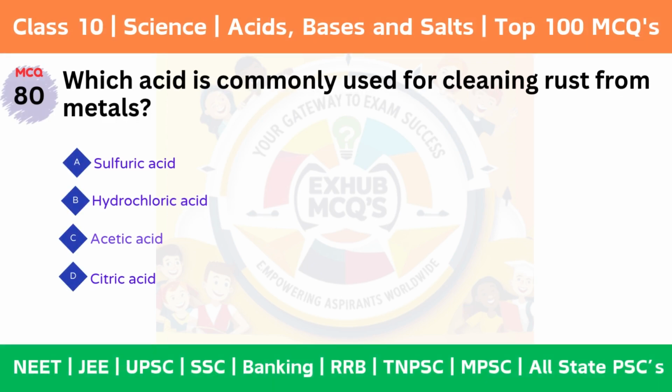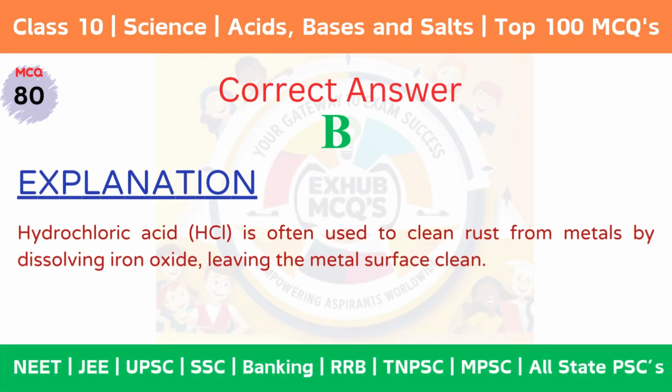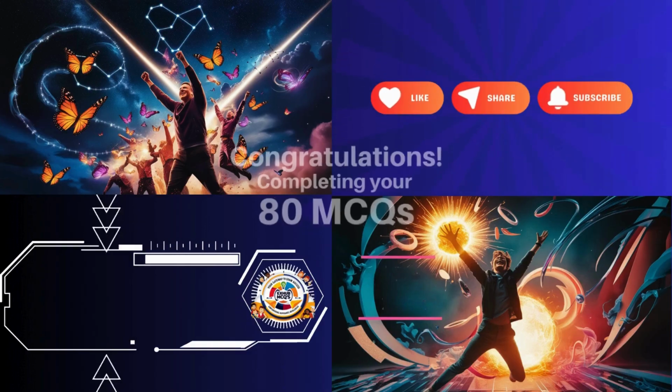MCQ 80. Which acid is commonly used for cleaning rust from metals? Option A, sulfuric acid. Option B, hydrochloric acid. Option C, acetic acid. Option D, citric acid. The correct answer is option B, hydrochloric acid. Explanation. Hydrochloric acid, HCl, is used to clean rust, iron oxide, from metals by dissolving it, leaving the metal surface clean and shiny.